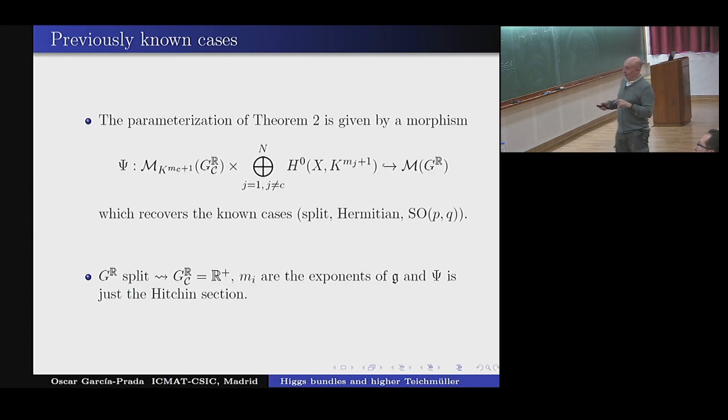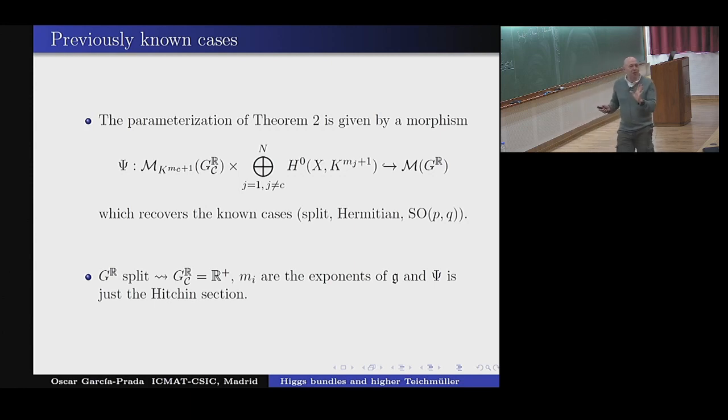If G_R is split, then the Cayley group is R plus, and then you have the m_i. I'm answering your question: these powers, the m_i that you were asking about, are precisely the exponents of the Lie algebra, and the degrees of the invariant polynomials. And so psi, in that case, is just the Hitchin section. We never thought of the Hitchin section as something like this, as a Cayley. I was delighted to see that it's an example of the Cayley correspondence.